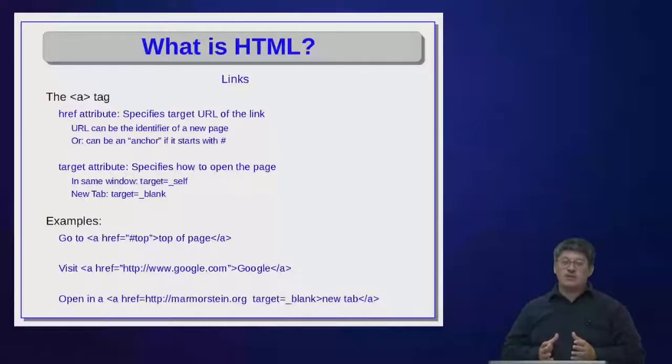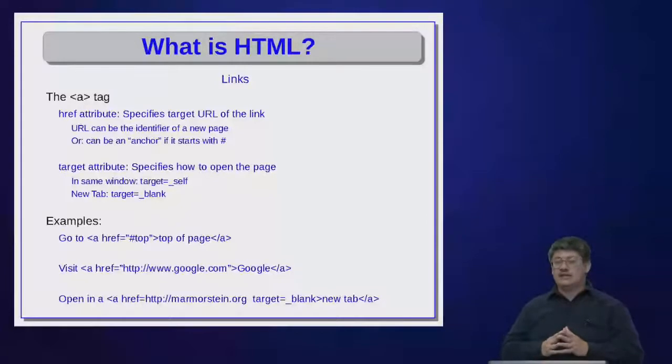The target attribute is very badly named. What the target attribute does is it tells the web browser how to open the page, whether it should open it up in a new tab or window, or whether it should load it in the same window, replacing the current text. So if you want it to open in the current window and replace the current page with a new one, you can set target to _self. That's also the default. If you omit the target attribute, that's what will happen.